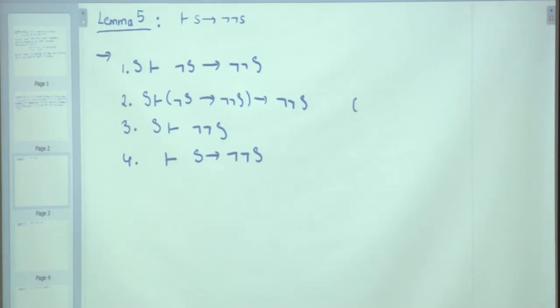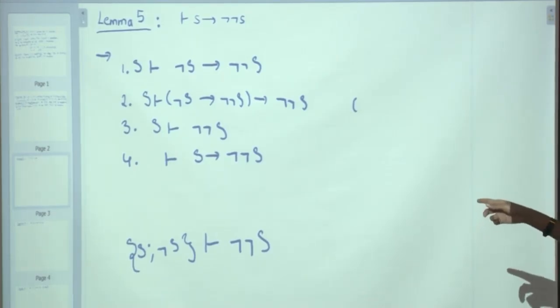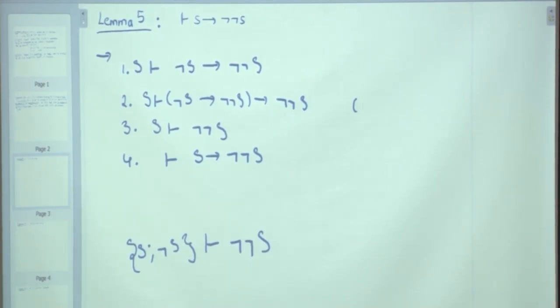Where is the first line coming from? Wait, I'll write more stuff. Because they can prove anything. Where have you done this? Have we done it in the class yet? It's from lemma 2. Lemma 2, okay. From lemma 2, inconsistency of S, negation S. Okay, finished? I should write the reasons. Yes, write the reasons.